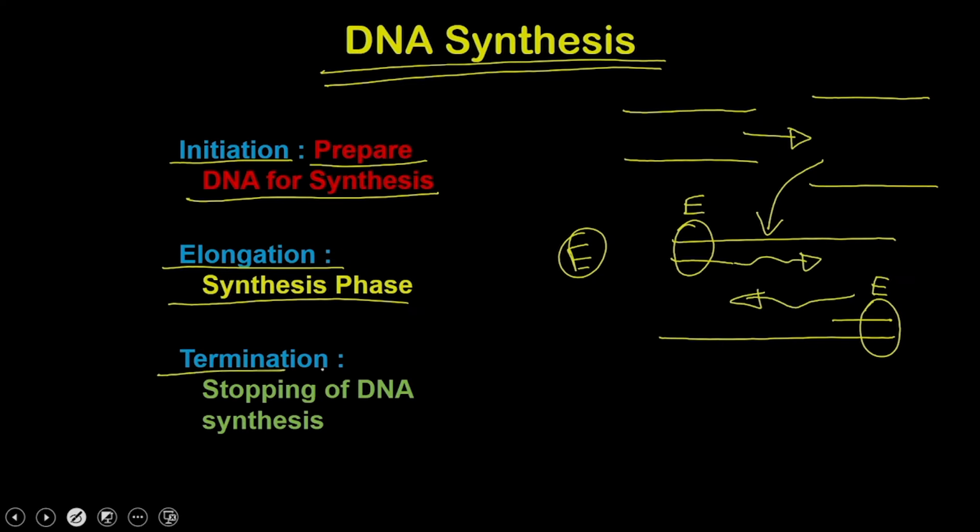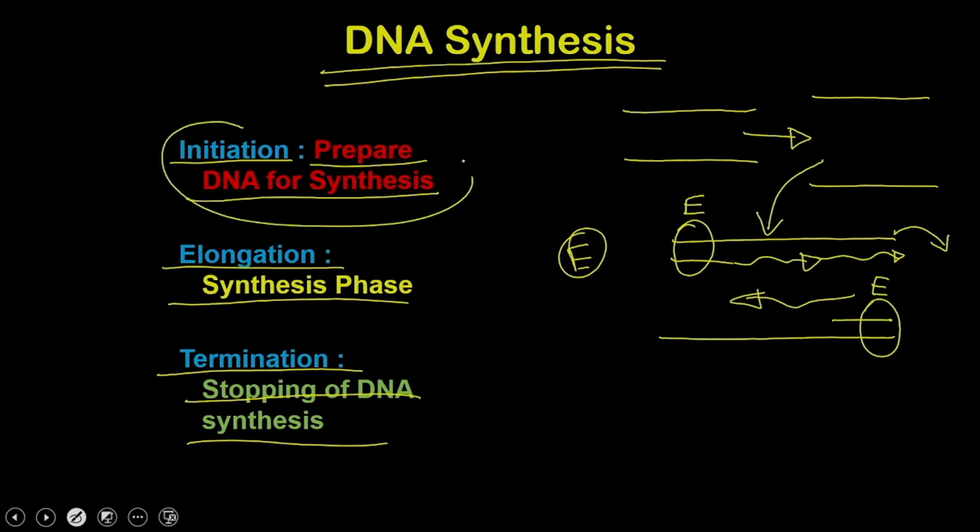And then comes the termination, where you can stop the DNA synthesis. Once the enzyme reaches this point, it is going to fall from the strands, and that is how it completes the DNA synthesis and enters into the termination.